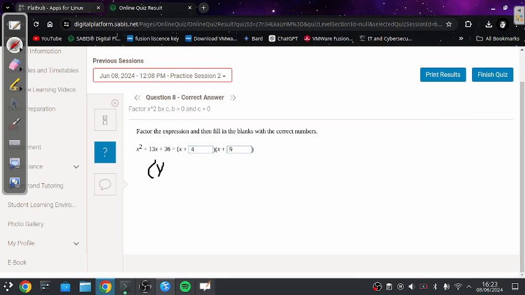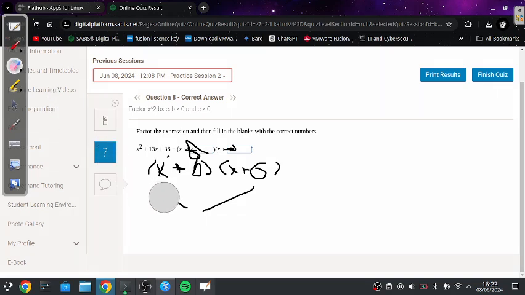So x squared plus 13x plus 36. So we'll ignore this and ignore this. X plus something into x plus something. Okay. Now two numbers that make 36. You can try 6 and 6. We'll see if that's correct. So this would be 6x plus 6x, which would be 12x, not 13x. So this isn't the correct answer.